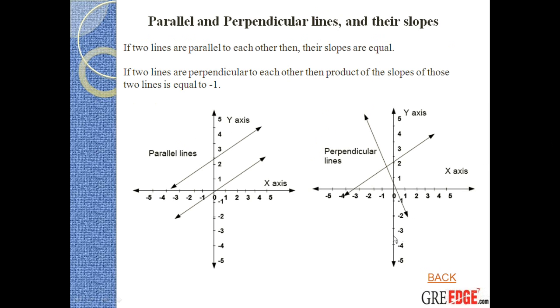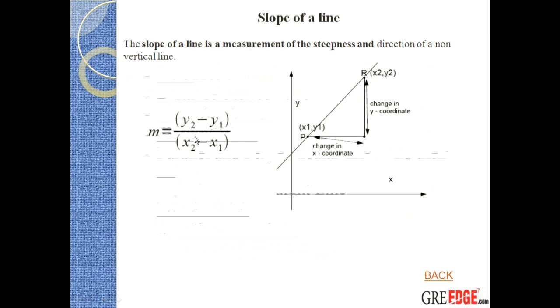You can note down the formula for slope of a line. Ravi, slope of a line is given by y2 minus y1 by x2 minus x1 when the coordinates of the 2 points are given, x1 comma y1 and x2 comma y2. It is the change in the y coordinate to the change in the x coordinate. Is it okay?